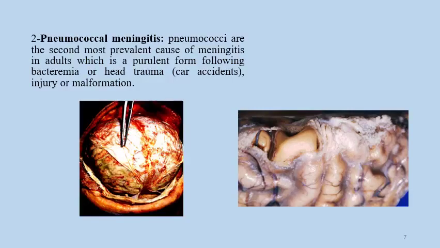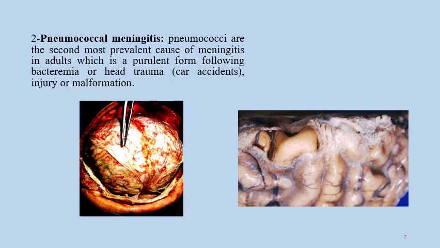Number 2, pneumococcal meningitis. Pneumococci can be considered the second most prevalent cause of meningitis in adults. Of course, the first cause is Neisseria. You took it with Dr. Huda. But the second cause is this organism, which causes a purulent form.